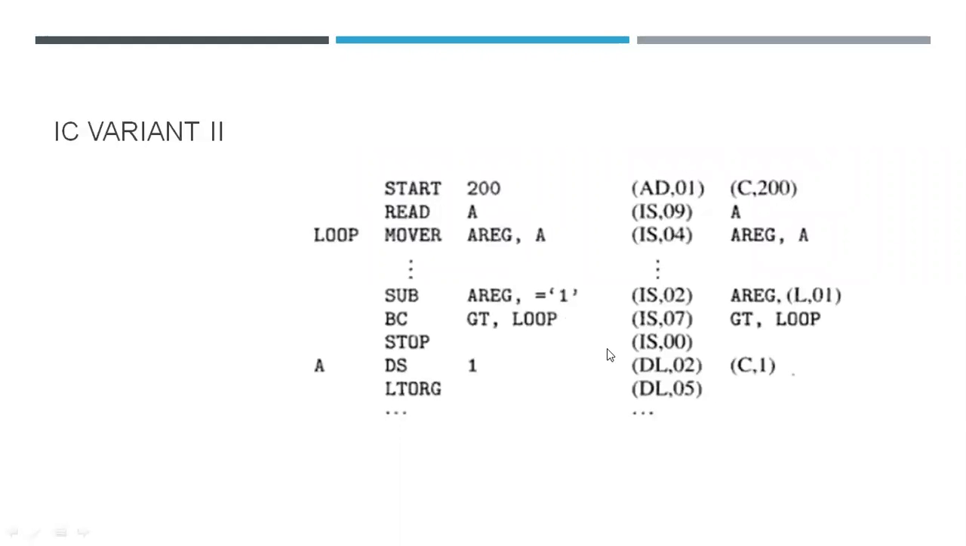In this IC variant, everything is the same except that symbols are not processed and registers are not processed. Only constants and literals are processed. The A register, the greater than, and these symbols are just kept as they are. So this is IC variant 2. I hope you got this.